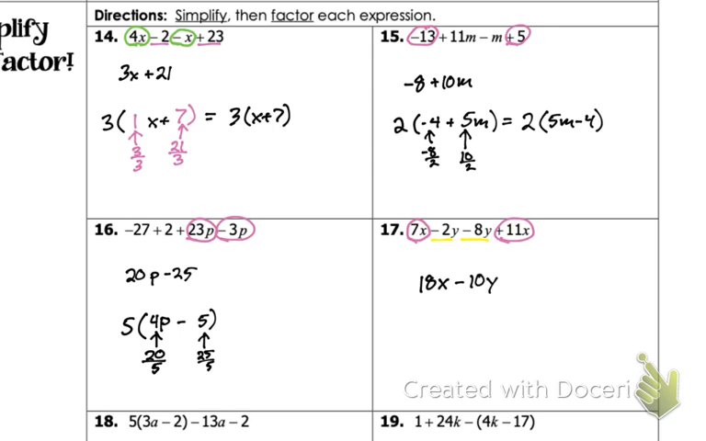negative 10y. Now I'm looking for, is there a number that goes into 18 and also goes into 10? We don't have to worry about the x and y right now. We're just looking for a number that goes into 18 that also goes into 10. So if I have 2, the number that goes here is 18 divided by 2. 18 divided by 2 is 9. The number that goes here is 10 divided by 2. 10 divided by 2 is 5. 5y.